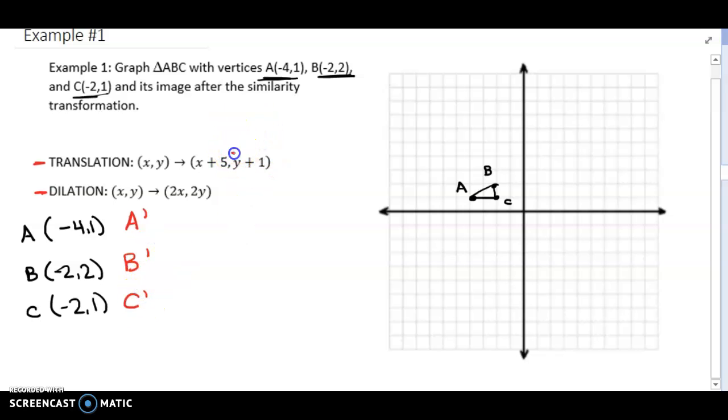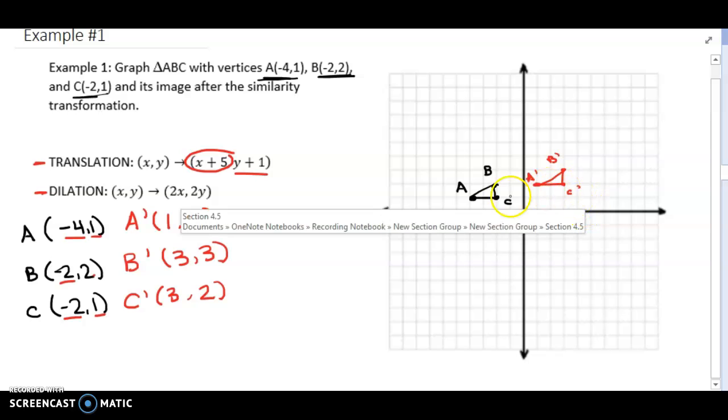Okay, so I'm going to add 5 to every x coordinate. So -4 plus 5 is a positive 1, -2 plus 5 is a positive 3, and -2 plus 5 is also a positive 3. And then I'm going to add 1 to each y coordinate. So 1 plus 1 is 2. 2 plus 1 is 3. And then 1 plus 1 is 2. So go ahead and plot these. Make sure to label them A prime, B prime, and C prime.